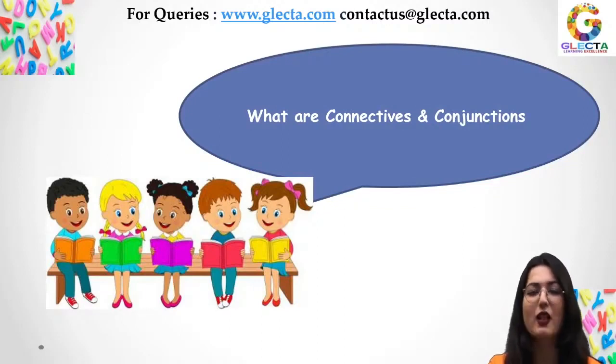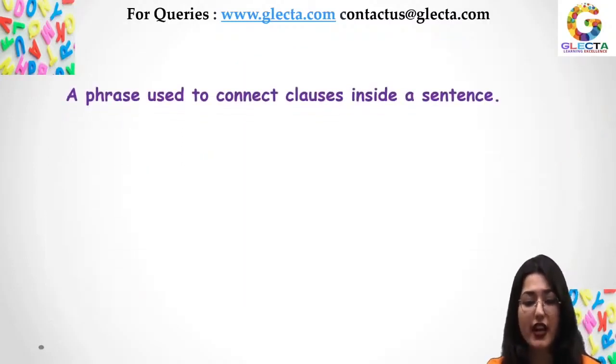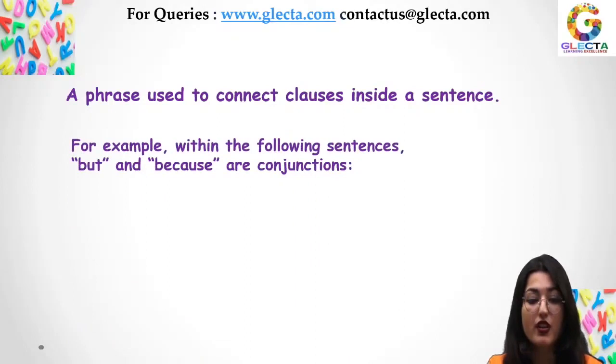You might be thinking, what are connectives and conjunctions? Here I'll be giving you the correct definitions. A word used to connect clauses inside a sentence is called a connective. For example, within the following sentences, but and because are conjunctions. These two words are conjunctions, meaning they are used to connect two phrases.